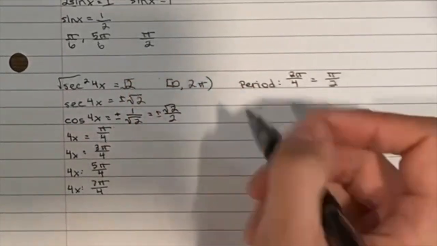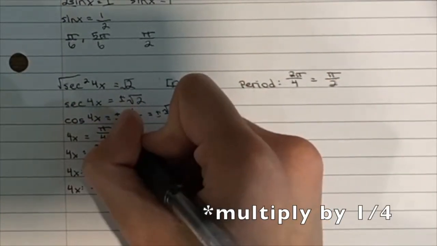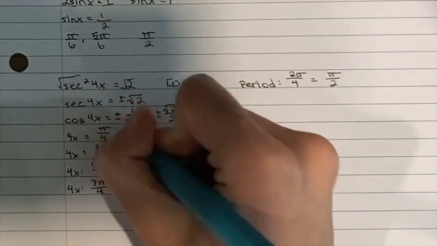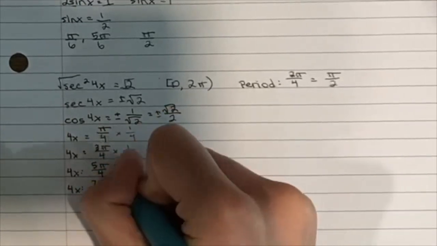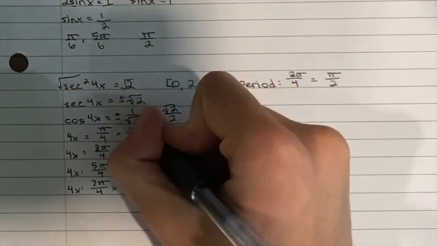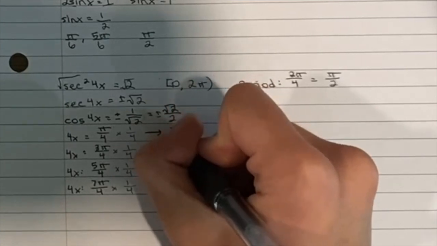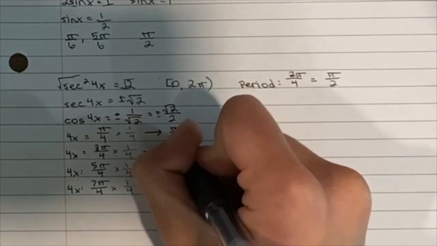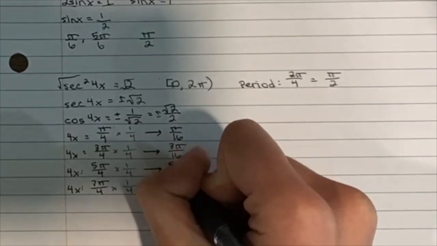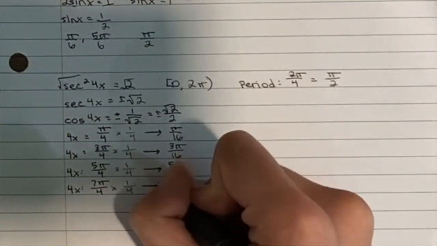So first things first, before we can add our period to get the rest of our answers, we have to divide this by 4, or multiply it by 1/4. I'm going to change colors again so you can kind of see that. This is going to give pi over 16, 3 pi over 16, 5 pi over 16, and 7 pi over 16.